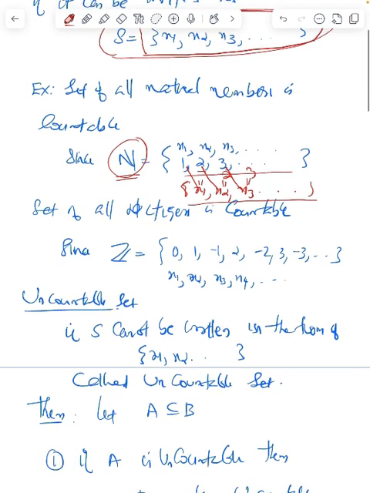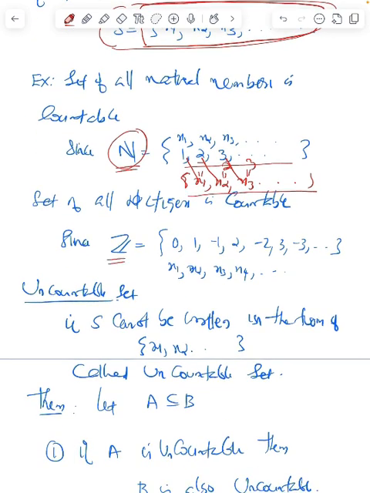Another example is the set of all integers. We know that the set of all integers is 0, 1, minus 1, 2, minus 2, 3, minus 3. We can write this set as x1, x2, x3, x4, etc., where x1 equals 0, x2 equals 1, x3 equals minus 1, x4 equals 2, x5 equals minus 2, x6 equals 3, x7 equals minus 3, etc. So the set of all integers is also a countable set.